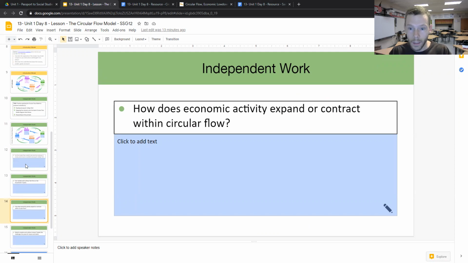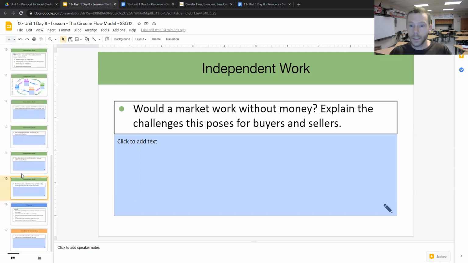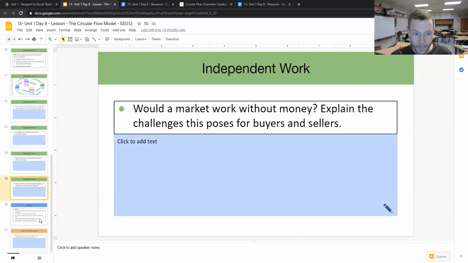And really thinking about how economic activity can expand or contract within circular flow. And then thinking about this last question, would a market work without money? And then explaining the challenges that this poses for buyers and sellers in market-based economies that are predicated on the capitalist system, where we have markets of exchange and we have particular currencies that can be used to pay for products. So again, whether we're looking at wages, salaries, profits, rents, or dividends, or if we're thinking about the purchases that are being made between various different goods and services as it exists within the larger economy.